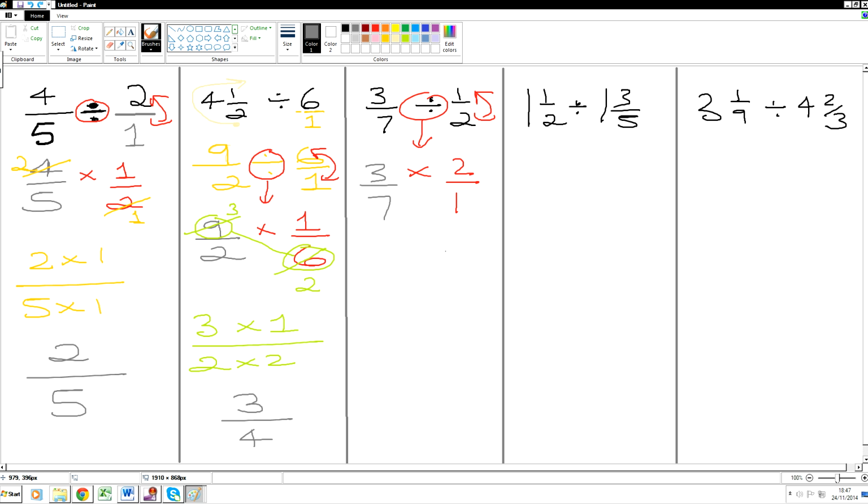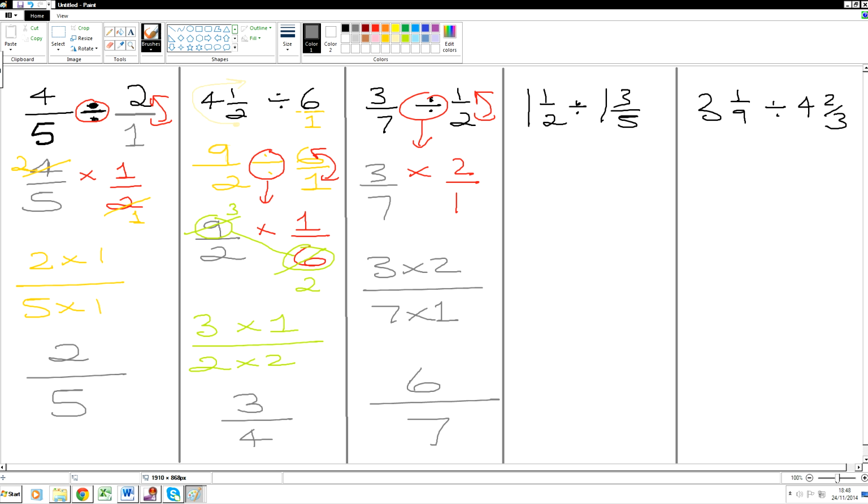Okay. Now, because it won't cancel, we move on to the next step, which is multiply the tops. You won't always cancel, so don't expect it always to cancel. So 3 times by 2 will give us? 3 over 14. 3 times by 2 will give us? 6. 7 times by 1 will give us? 7. End of that question.